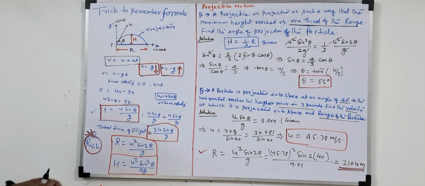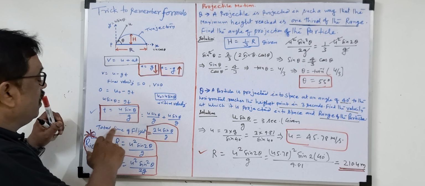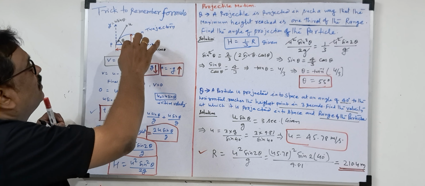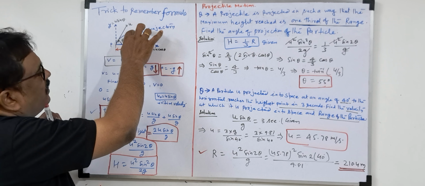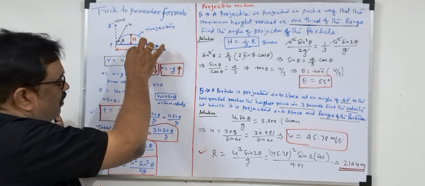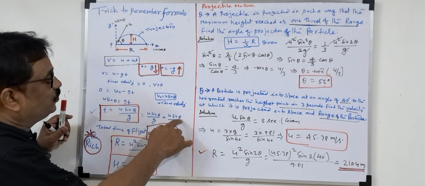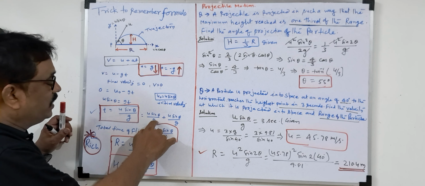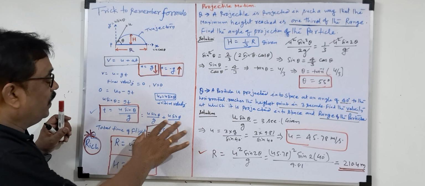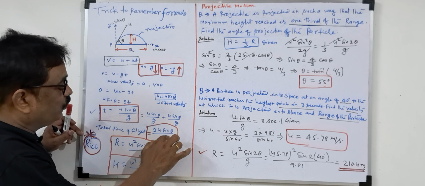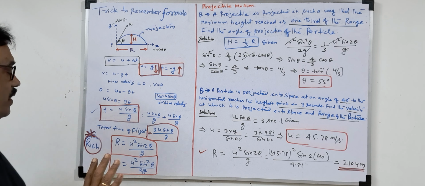Once you remember this, now the total time of flight. Total time means reaching the highest point and again coming back to the horizontal. So that means 2 times U sin theta by g: U sin theta by g plus U sin theta by g. If we add, it will come 2 times U sin theta by g. You remember up to this now.